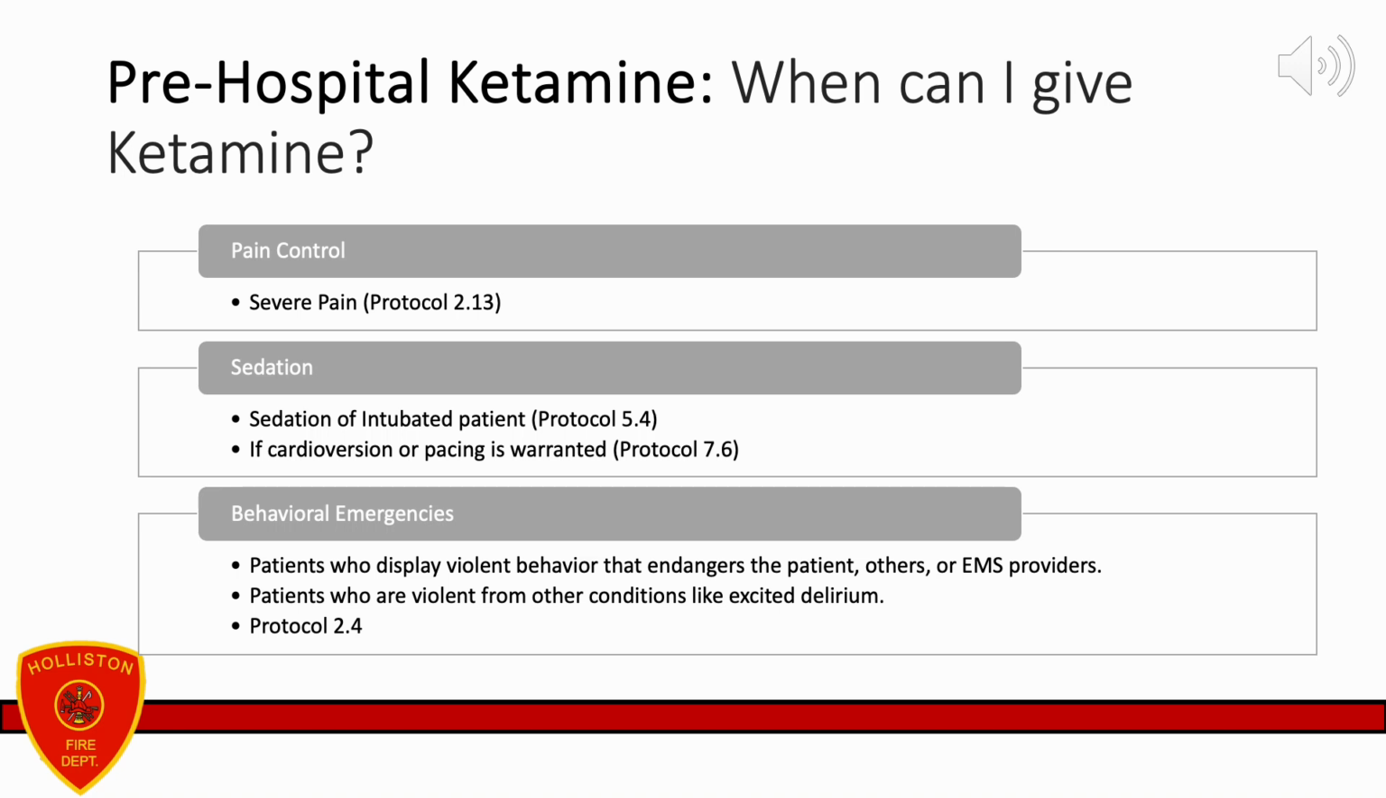And lastly, behavioral emergencies, patients who are displaying violent behavior and endanger the patient themselves, others around them, or EMS providers. Patients who are violent for other conditions like delirium, which is also a risk to the patient and the providers around them, can be found in protocol 2.4.